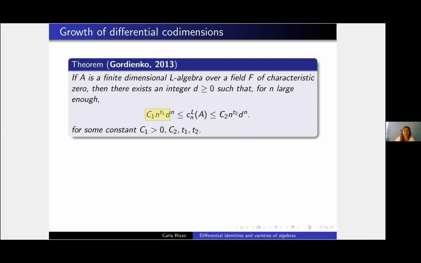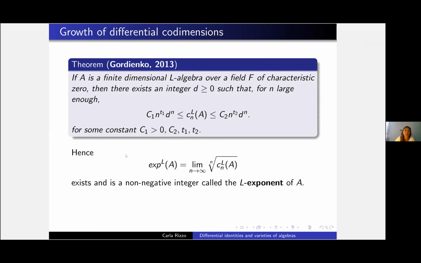where C_1, t_1, C_2, and t_2 are constants, and d is a non-negative integer. As a consequence of this result, he proved that there exists the limit of the n-th root of the n-th differential codimension of any finite dimensional L-algebra, and it is a non-negative integer, which we call the L-exponent of A. The existence of the L-exponent clearly gives us an integer scale that allows us to classify the T_L-ideals in terms of the exponential rate of growth. Also, another consequence of this result is that the differential codimension is either polynomially bounded or grows exponentially.